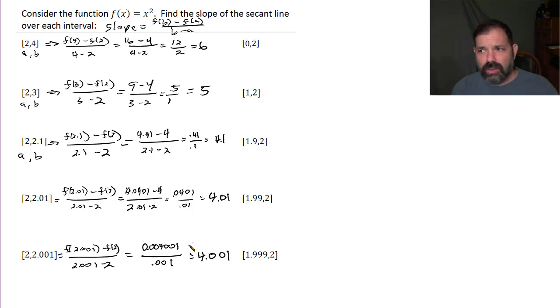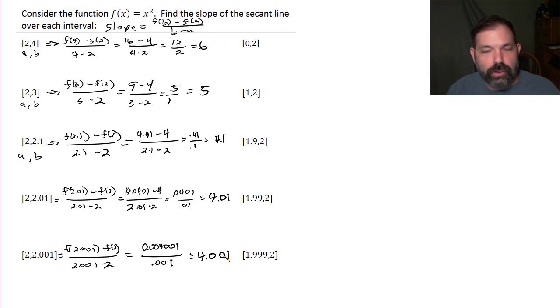Now that was a long process here, but let's look at the trend. Notice that my intervals, I started at 2 to 4, then 2 to 3, 2 to 2.1, 2 to 2.01, 2 to 2.001. This interval is getting closer and closer. I'm keeping the a value steady, and I'm taking the b value and getting it closer and closer to the a value. And what's happening to these slopes?